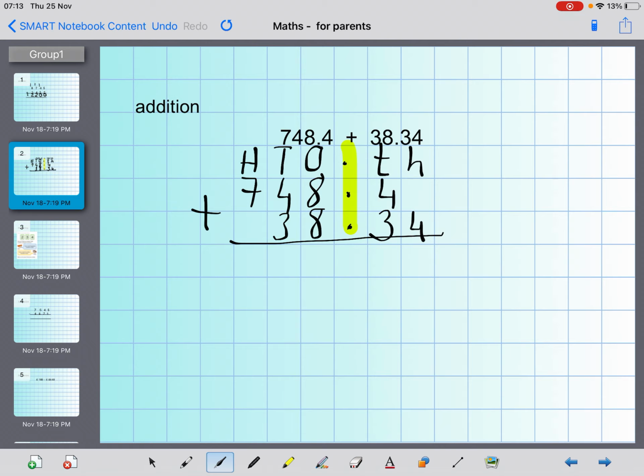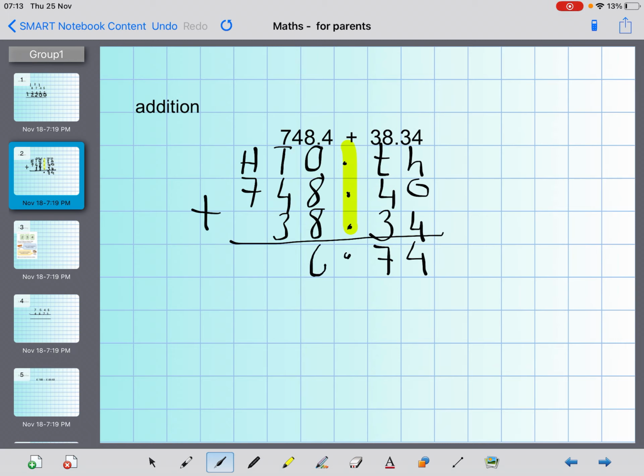So now, again, I start with my smallest value, which in this case is my hundredths. I can see that in my second number, I've got 4 hundredths, but in my first number, I don't have anything there. Not having anything is the same as having 0. So I can now do 0 add 4 is 4. 3 add 4 is 7. I remember to put in my decimal point. 8 add 8, which is 16.